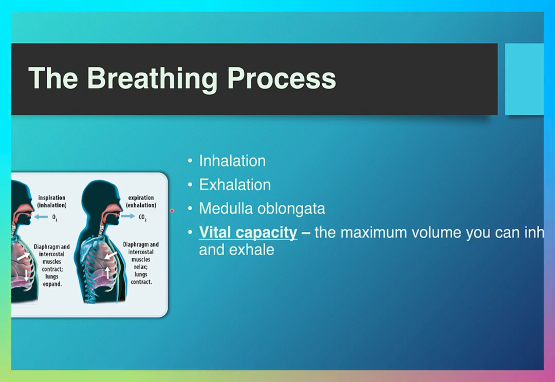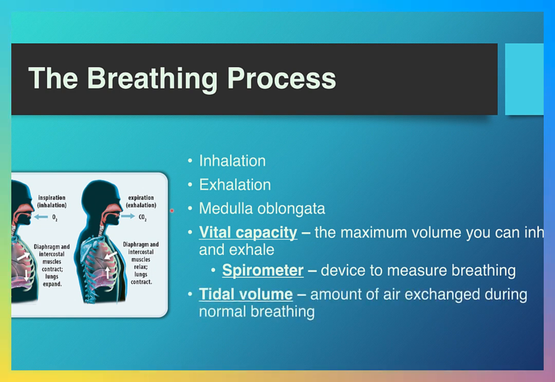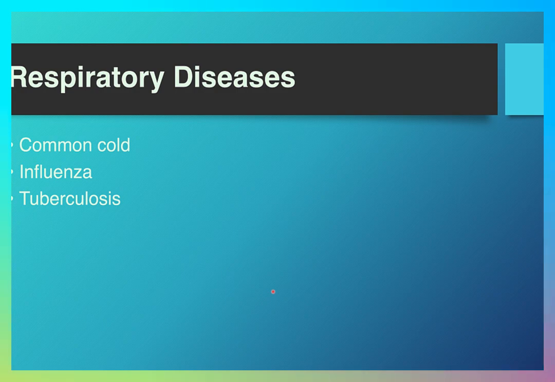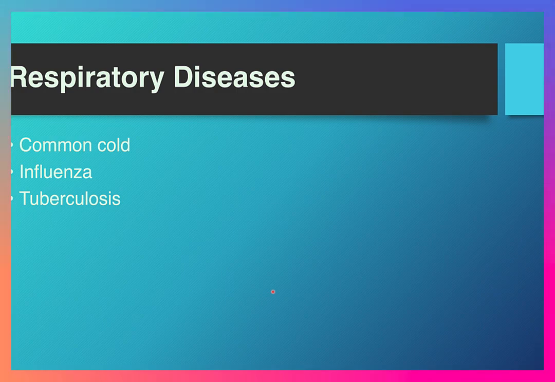Vital capacity is defined as the maximum volume that a person can take in or breathe out. And this can be measured by a device known as a spirometer. The tidal volume is the amount of air that is moved during a normal breathing cycle. Vital capacity is the maximum. Tidal volume is normal. A common cold is a viral infection of the upper respiratory tract. Influenza is a viral infection of generally the upper respiratory tract, but can move down the respiratory tract and cause viral pneumonia. And tuberculosis is an infection of the lung caused by the tuberculous bacillus.